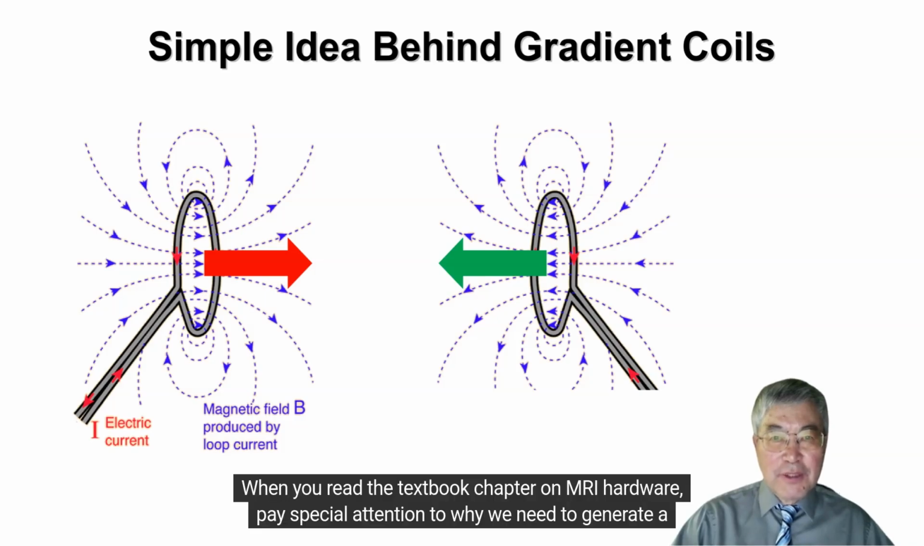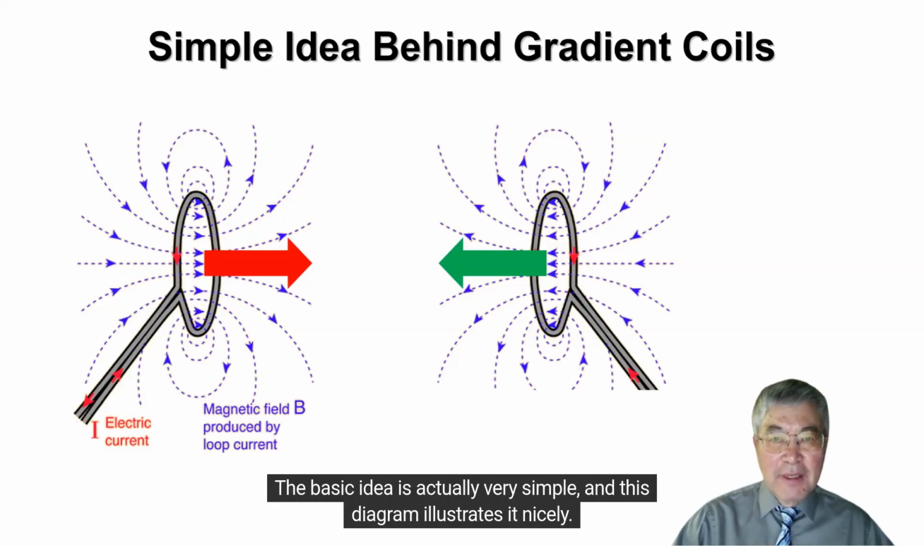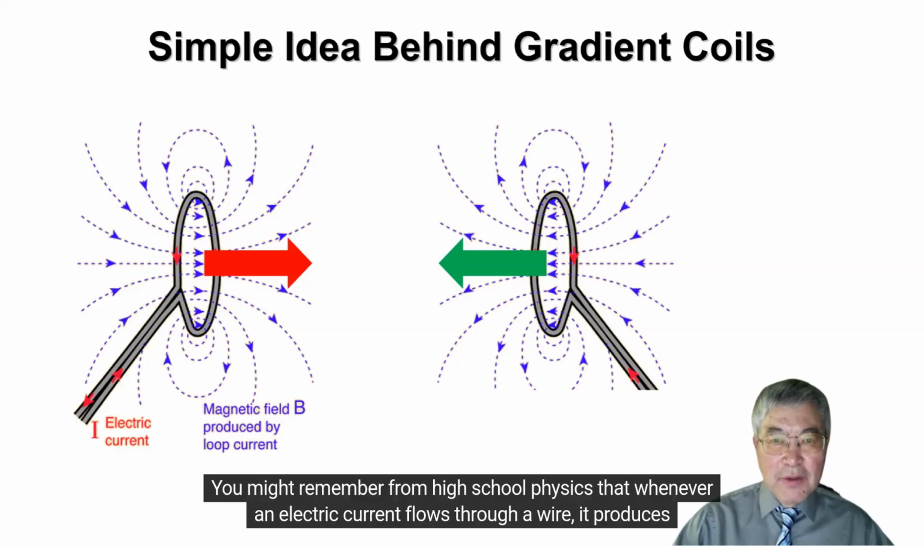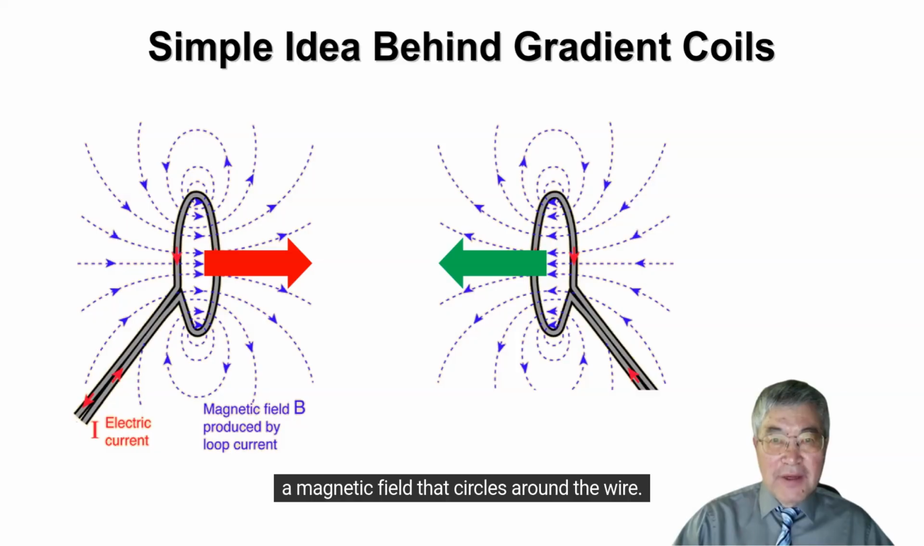When you read the textbook chapter on MRI hardware, pay special attention to why we need to generate a linear magnetic field. The basic idea is actually very simple, and this diagram illustrates it nicely. You might remember from high school physics that whenever an electric current flows through a wire, it produces a magnetic field that circles around the wire.